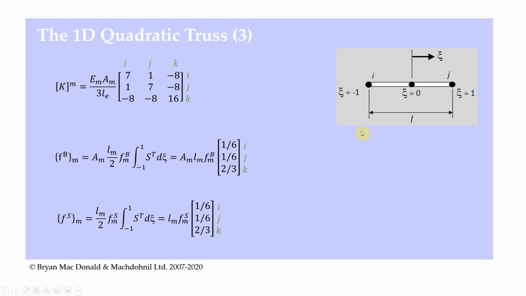So remember, a body force is something like gravity, which would act in the entire element, but we can't actually apply a load to an element in finite element analysis. We can only apply it to a node. So this equation describes how that body force is distributed amongst the nodes. Similarly for a surface load, if we have a surface load applied to the element, it's distributed in a similar fashion. This time we have the surface load multiplied by the length of the element, and again 1/6 of that applied to I, 1/6 applied to J, and 2/3 applied to K.